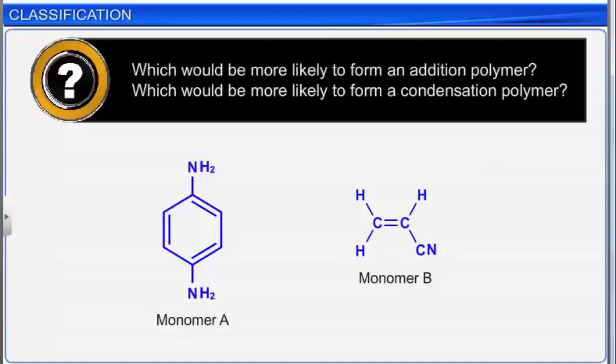Consider the two monomer structures shown here. Which would be more likely to form an addition polymer? Which would be more likely to form a condensation polymer?